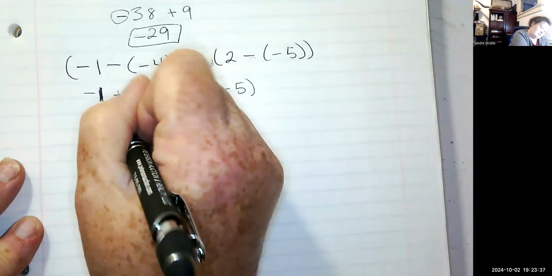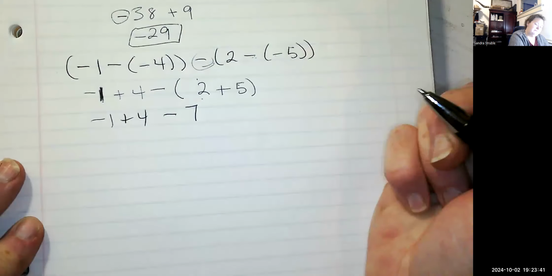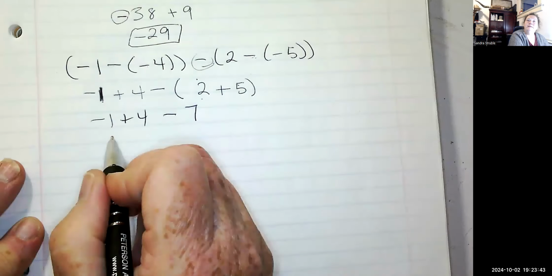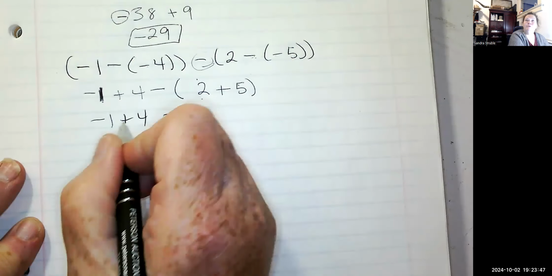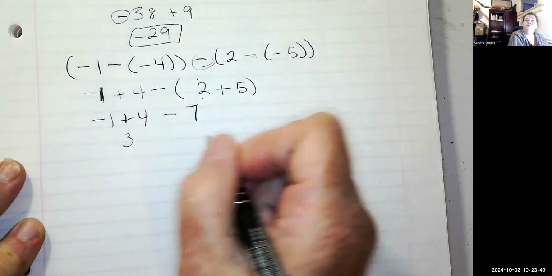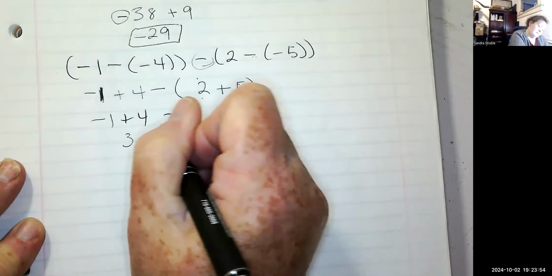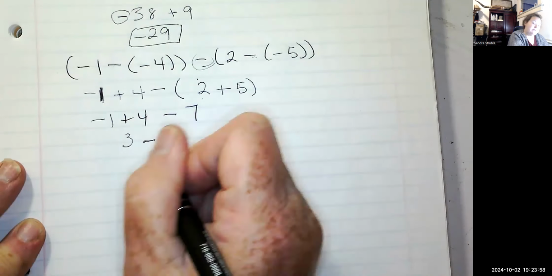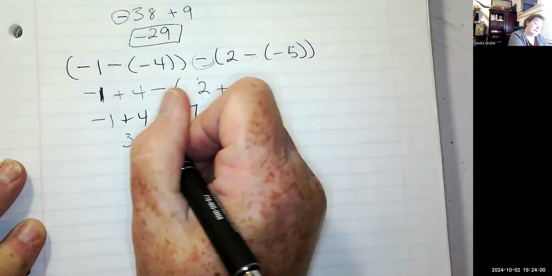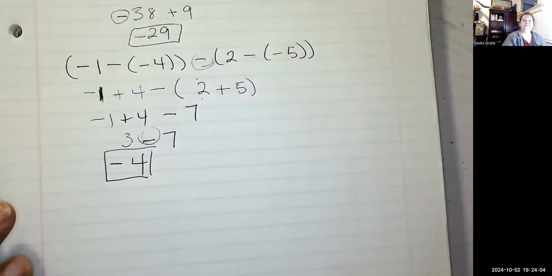Negative 1 plus 4 minus 5, 6, 7. You're just going to add them. Working from left to right, since it's addition and subtraction, the signs are different. We're going to subtract and take the sign of the larger number. 4 minus 1 is 3. 4 is positive, so 3 is positive. Bring down the minus 7. Signs are different, so we're going to subtract and take the sign of the larger number. 7 minus 3 is 4, and 7 has a negative and is the larger number, so the answer is negative 4.